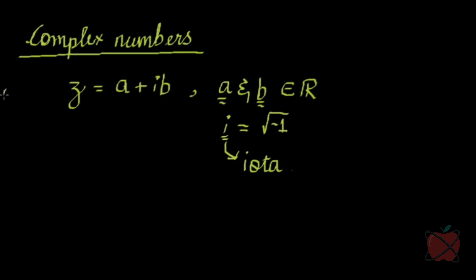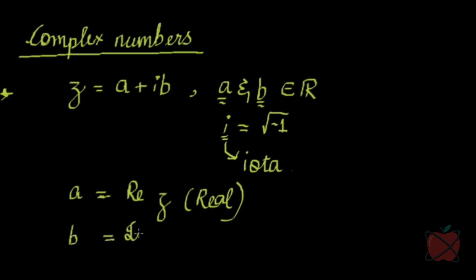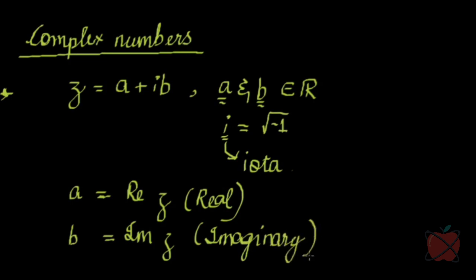So this is important. You need to write this down. What is a? a also has another special name. Of course, it's a real number, but it's also called the real part of z. The real part. And b is called the imaginary part of z. Okay? These are the special names that are given to these two real numbers that combine to form a complex number.